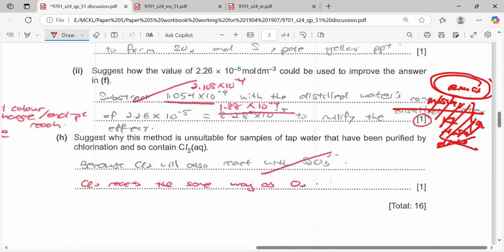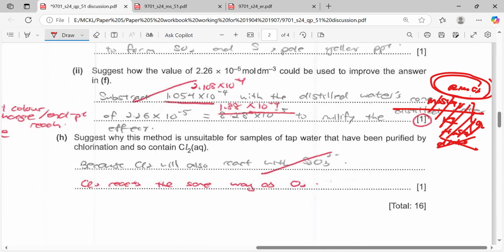But I went into quite some detail. I said that because chlorine will also react with your sodium thiosulfate, maybe your so-called reading will appear larger than expected. Exactly how they react, we don't know. Perhaps it's a redox.